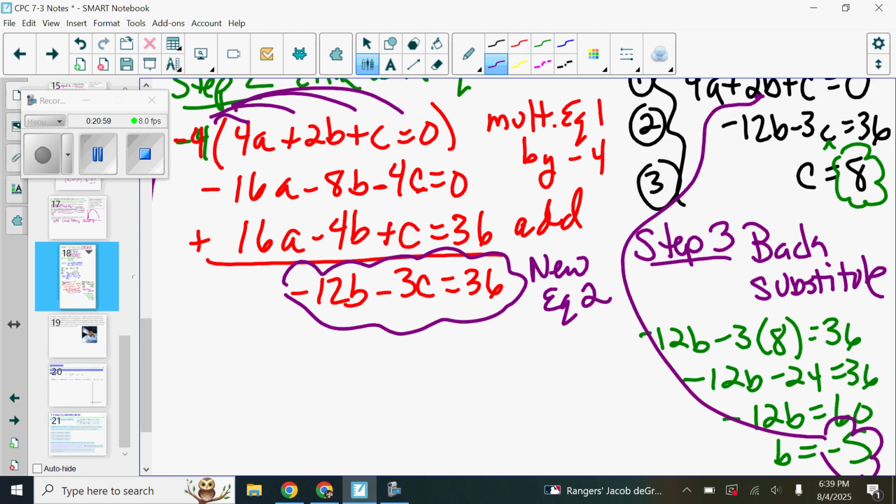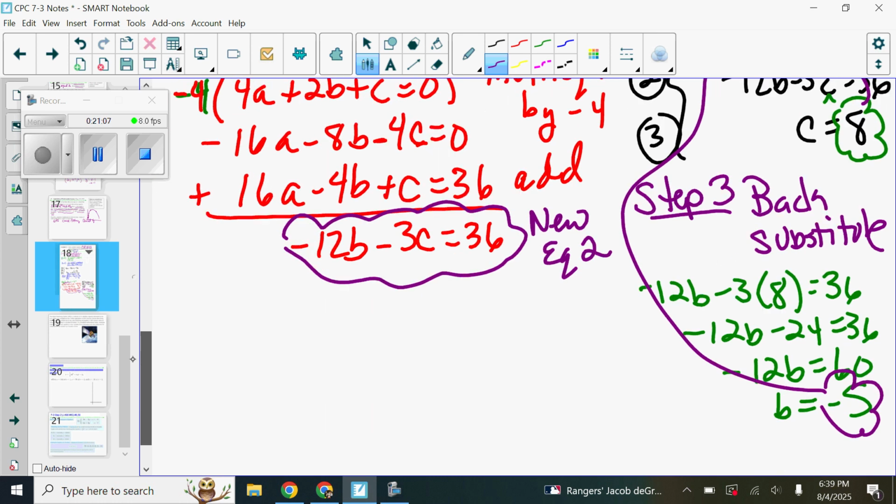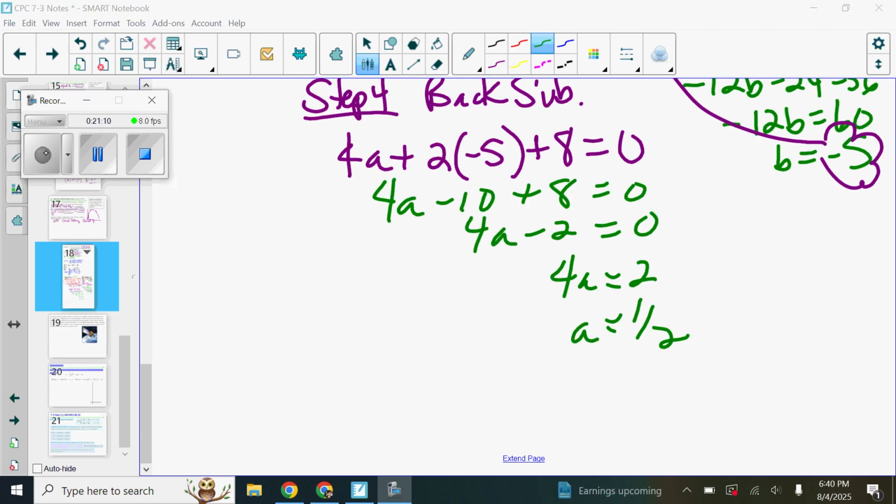So I'll be able to put both of those values back into that first equation, and I'll be able to solve for A. So go ahead and pause the video, try that, see what you come up with for A. Alrighty, so I substituted the -5 in for B and the 8 in for C, and I got A equals 1/2. So it looks like we have all 3 variables that we need to write our quadratic equation.